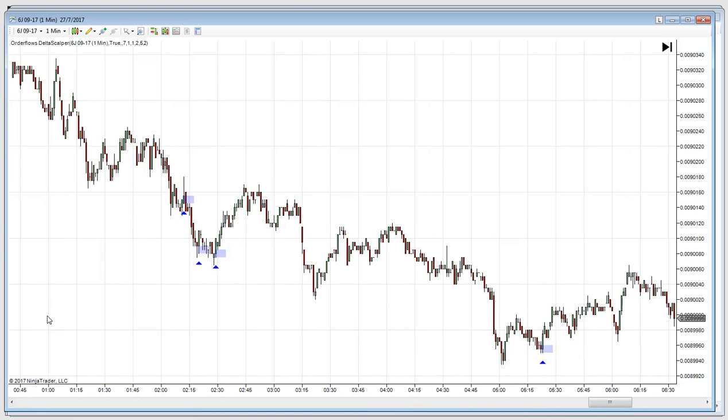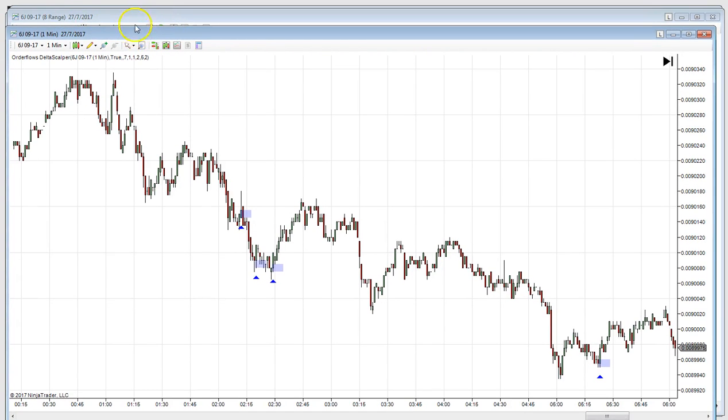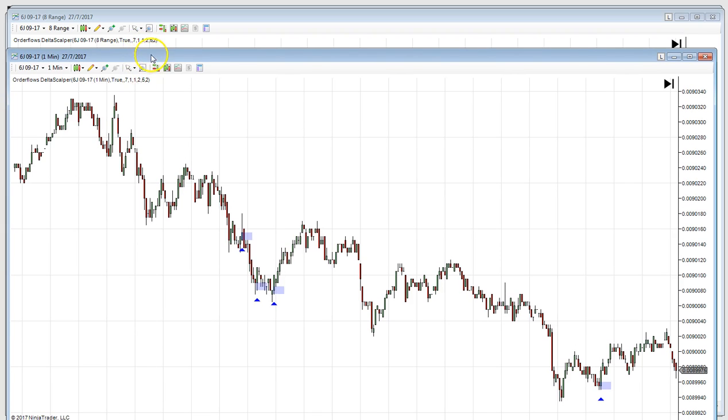Okay, so that was the Japanese yen. That was the 8 range chart I just showed you there. 8 range. Now I'm going to show you the 1 minute chart. Again, same settings, 711252.